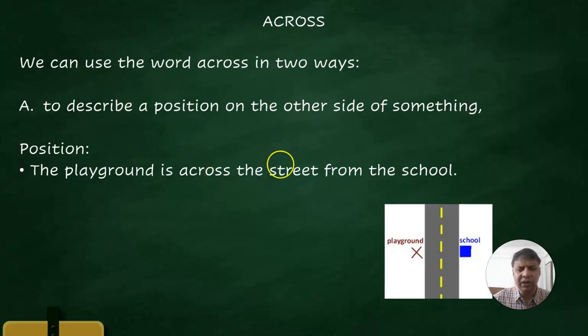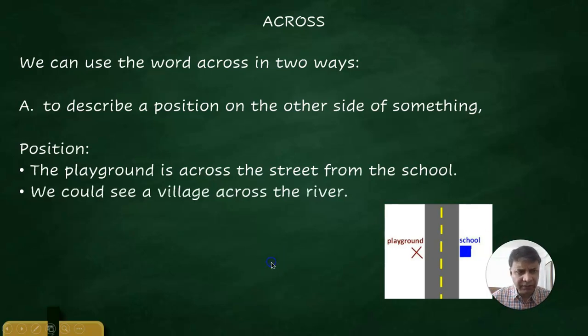Now friends, look at this photograph. This is a street. On the one hand is the playground, and on the other side is the school. So the playground is across the street from the school, which means to describe a position on the other side of something. In this case, this something is the playground, right? And the school is on the other side of the playground. That means it is opposite to the playground, right?